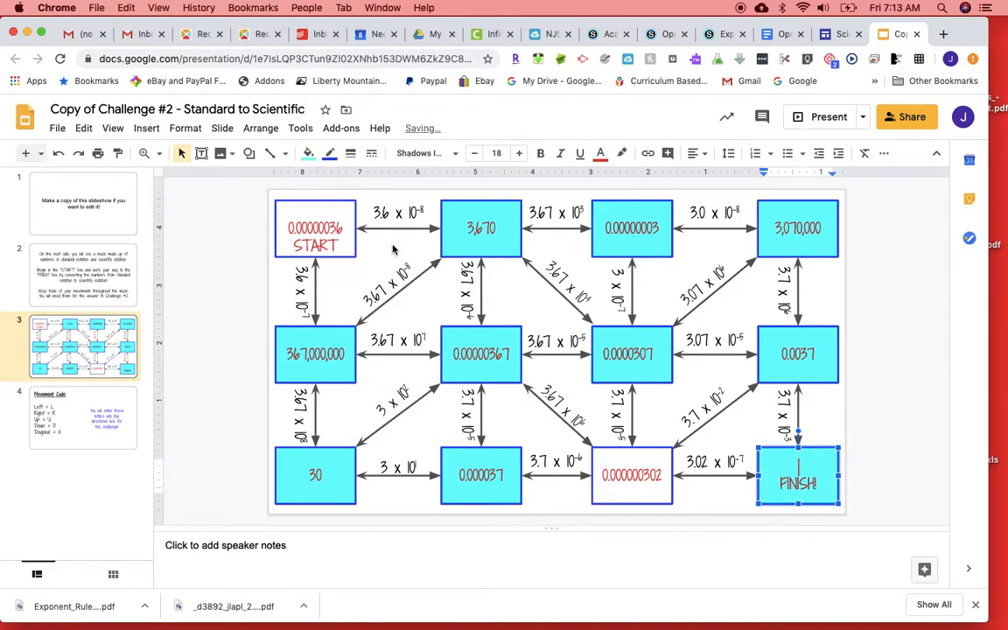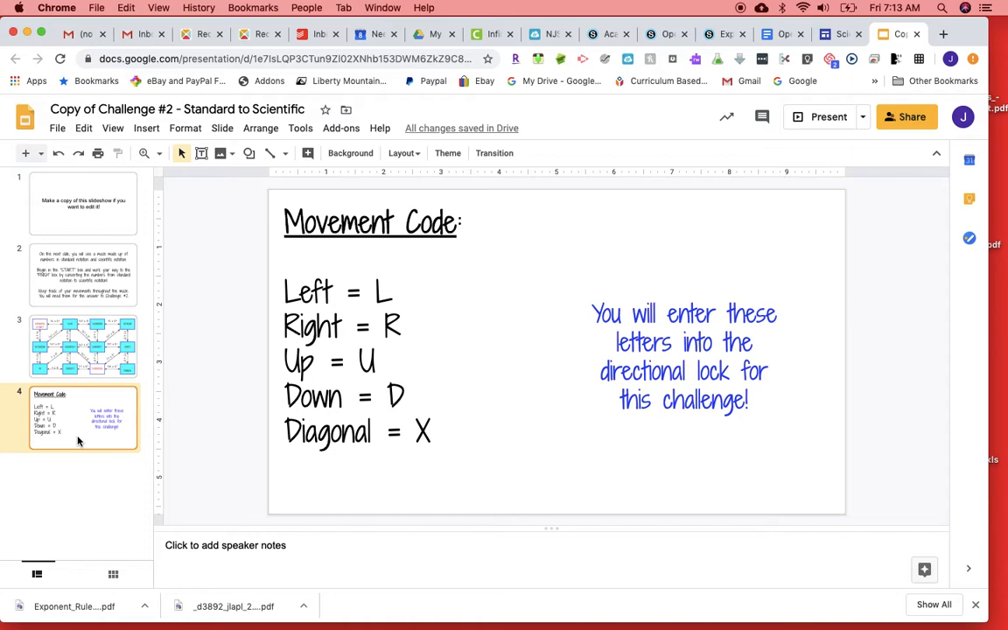All right. So what we have to do next, let's go to the next slide. The movement code. You will enter these letters into the directional lock for this challenge. Left, right, up, down, and diagonal.